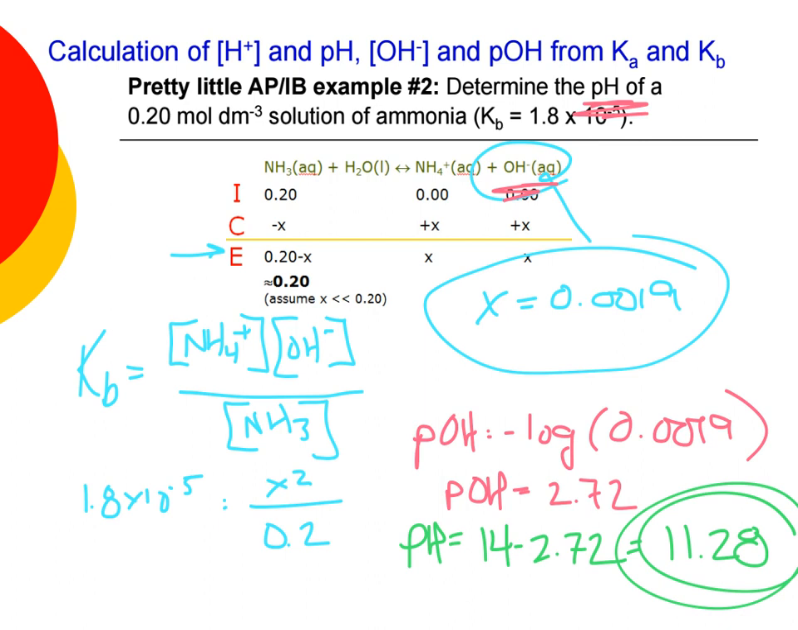Notice that the concentrations both have two significant figures, and then we go from two significant figures to two decimal places, which is true for both the pH and the pOH. So that's how our sig fig rules work.